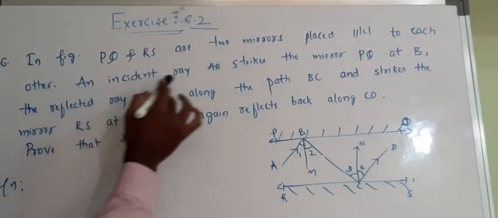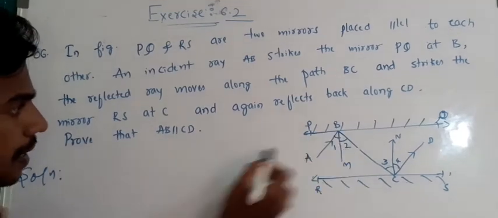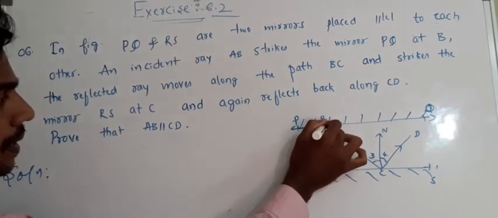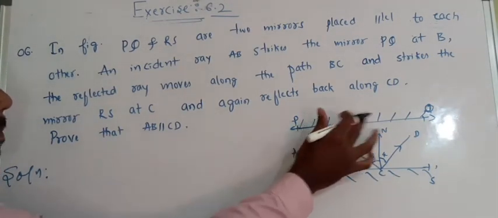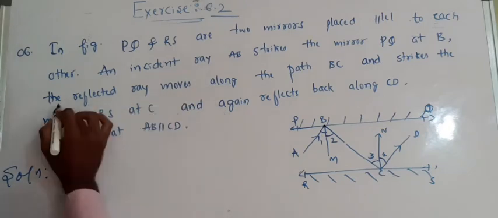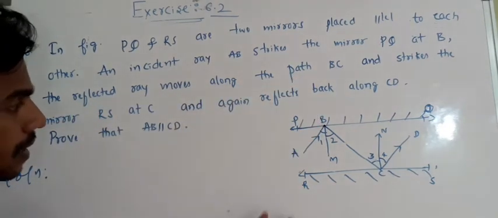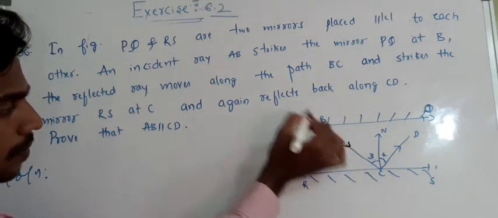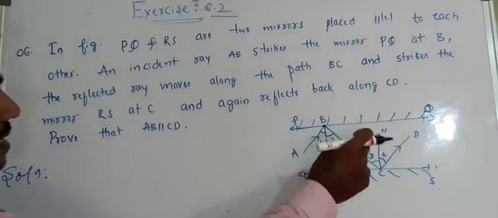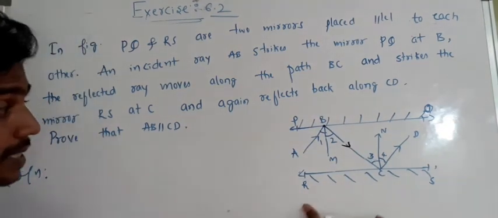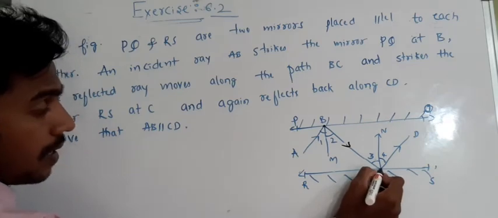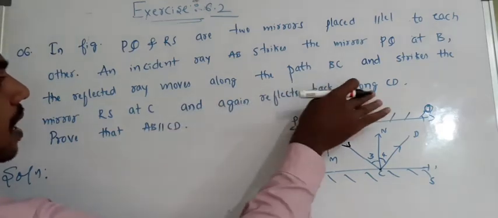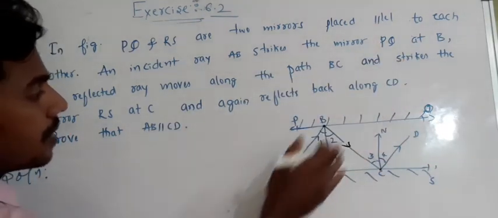Now, an incident ray AB strikes the mirror PQ at B, and the reflected ray moves along the path BC. So AB will be the incident ray and BC will be the reflected ray. It then strikes the mirror RS at point C, and again it reflects back along CD.